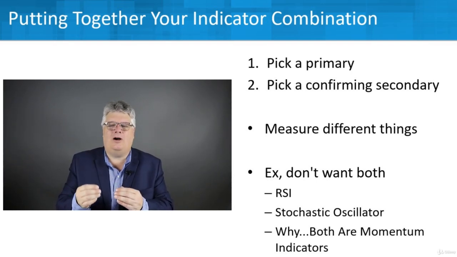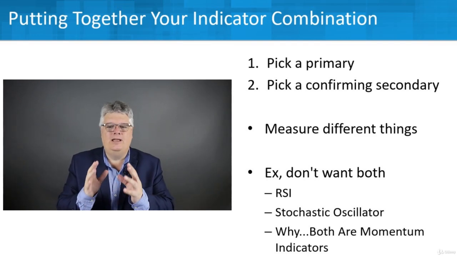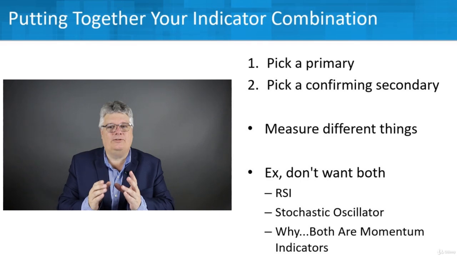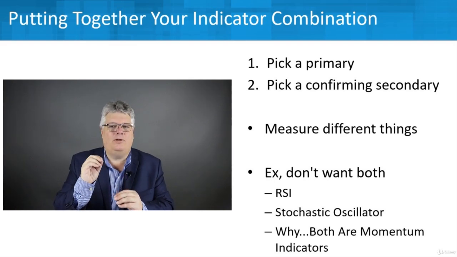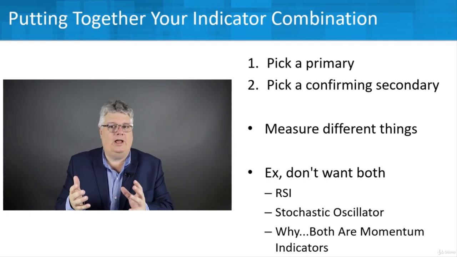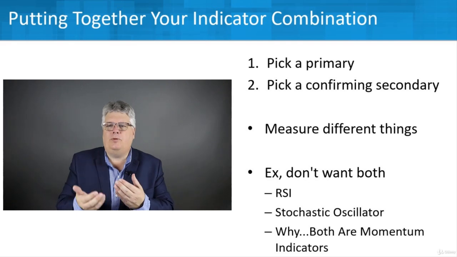But here's the key part of this lesson, as far as putting together your indicator combination: it's important to have them measure different things. They both are going to be indicating whether it's a trend, or a continuation, or a reversal, whatever it might be, and ultimately you're going to get a signal whether you should buy, sell, or do nothing. But the philosophy and technique behind the indicators is that they should measure and do different things.